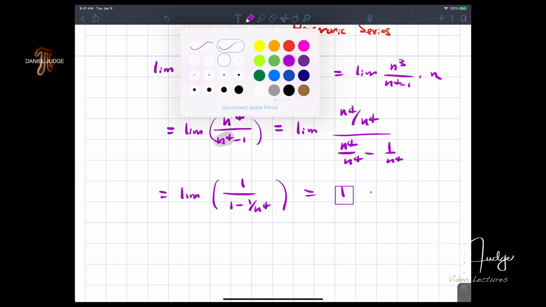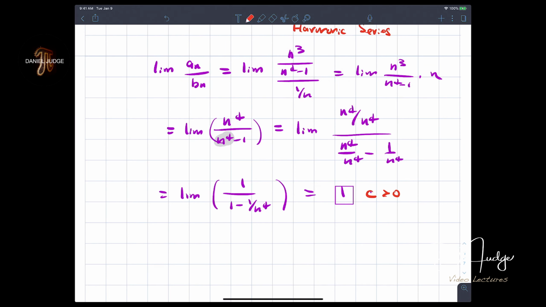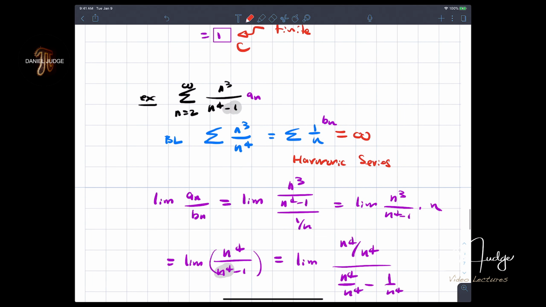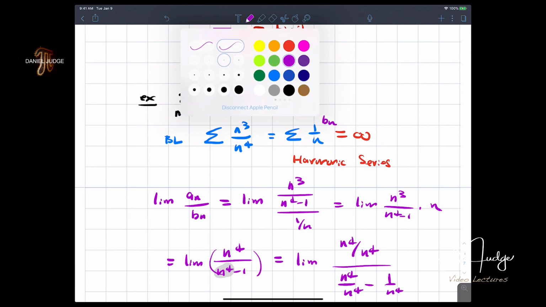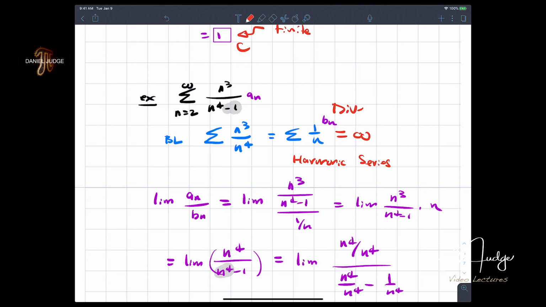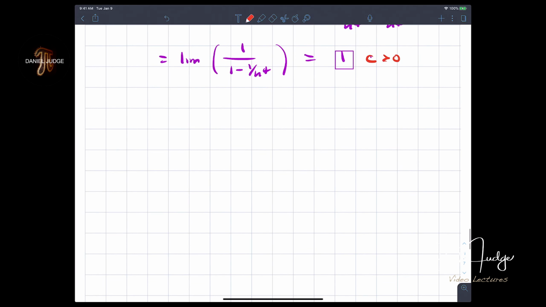And this is that constant. This is c. And it's going to be positive, but the point is it's finite. And so what you know is that we compared it to a divergent series. This diverges. That means the original series that they gave us here also diverges. And formally, we could simply say it this way: this diverges by the limit comparison test.